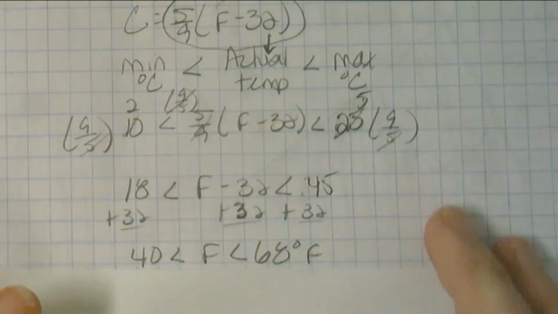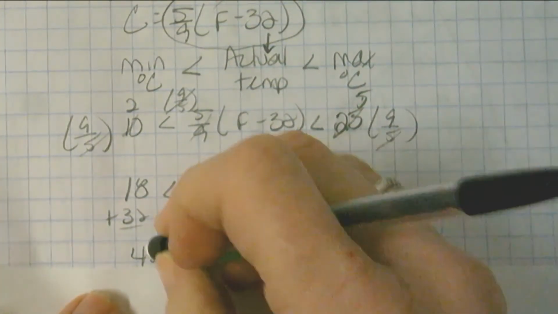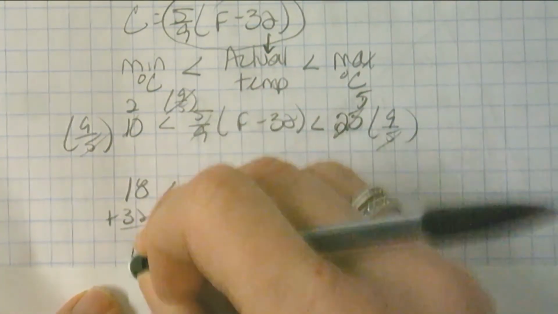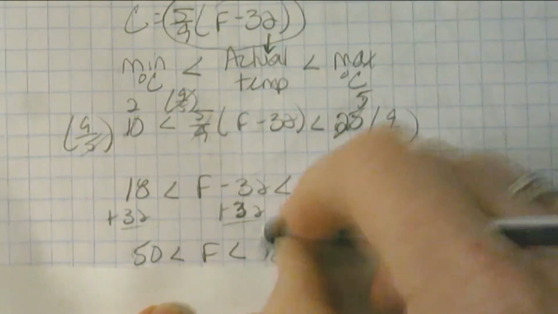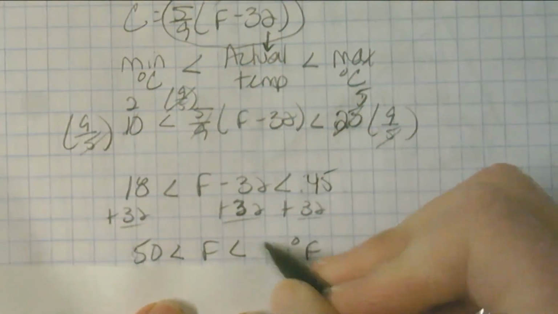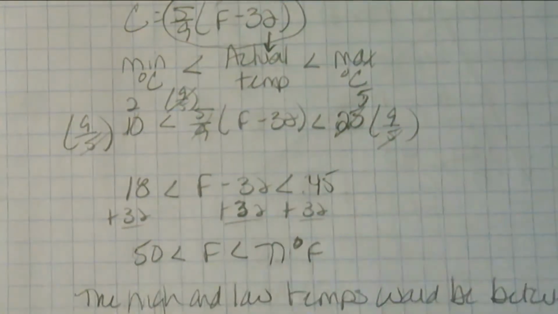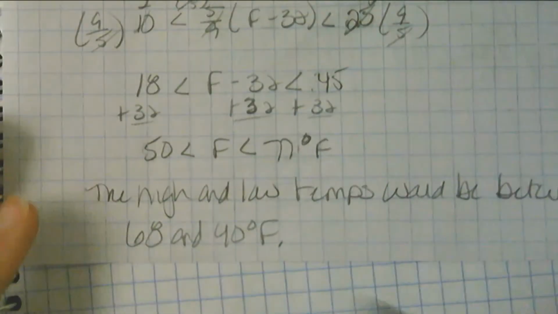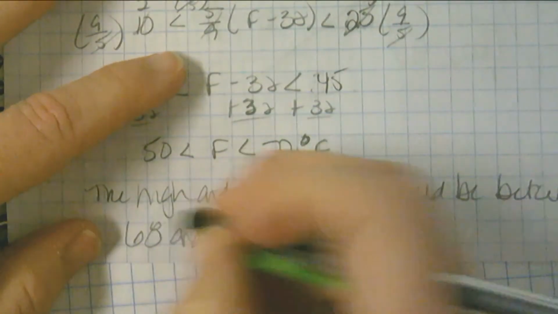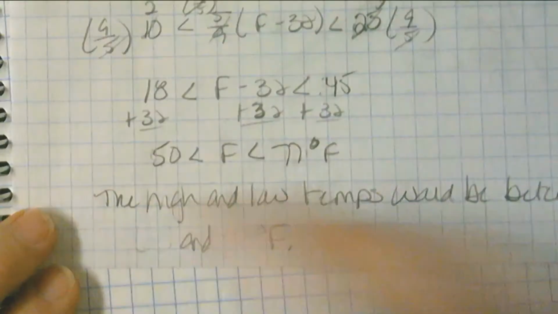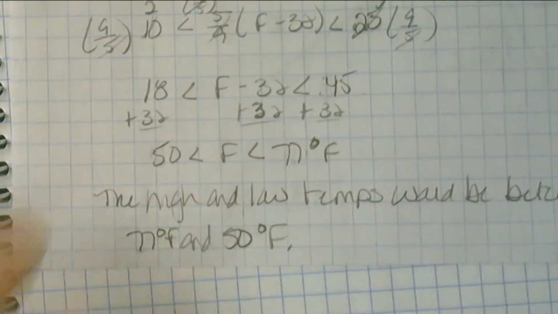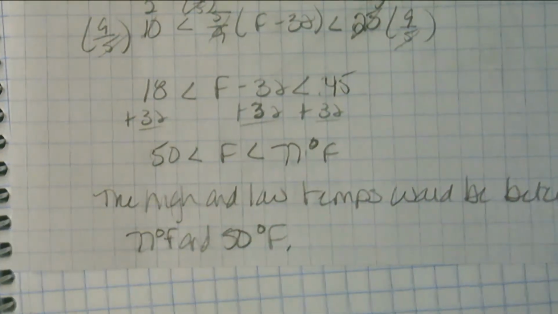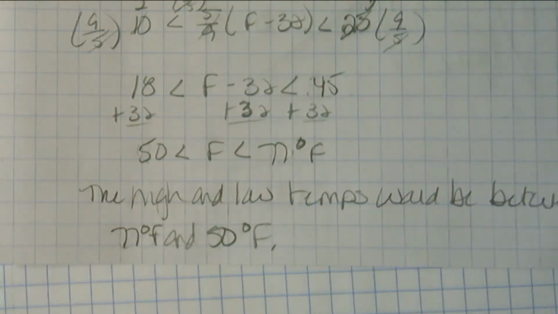If I add those together, this should be 50. And this is going to be 77. And that should be our answer, if I did that math right. So it is going to be between, and I did it this way because I said the high and the low, 77 degrees Fahrenheit and 50 degrees Fahrenheit. Joseph, does that help you? Awesome. What else can I do from those three?